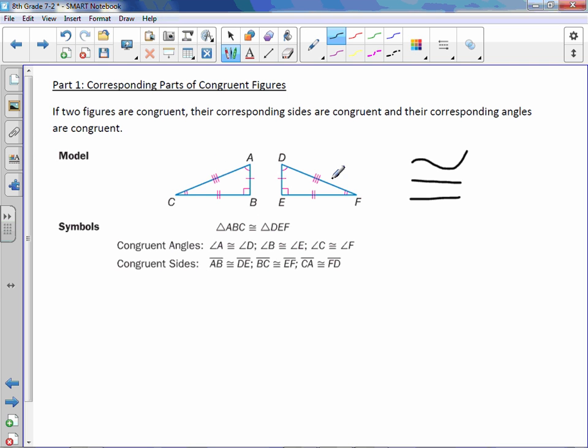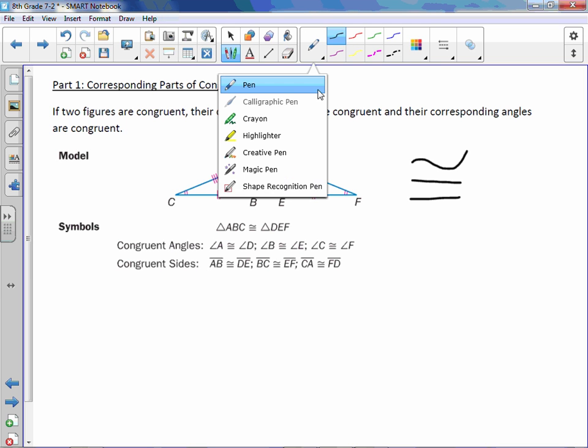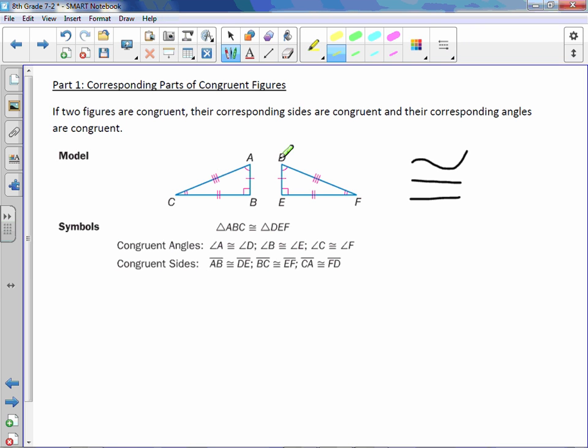So here we have two triangles, triangle ABC and triangle DEF. Now if you take a look, AB and DE have this little dash here. That single dash tells me that these two lengths are congruent. So I can say just that. Line segment AB is congruent to line segment DE.